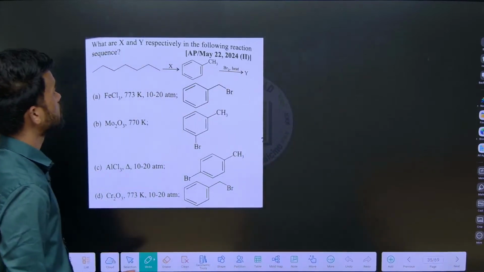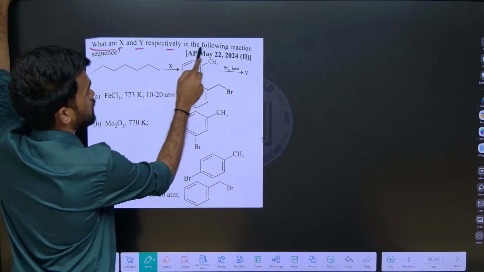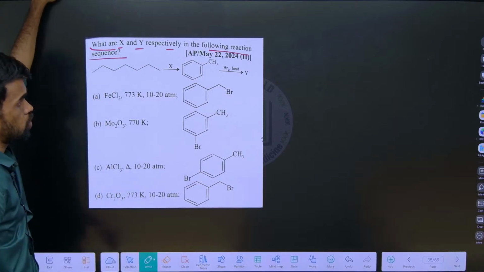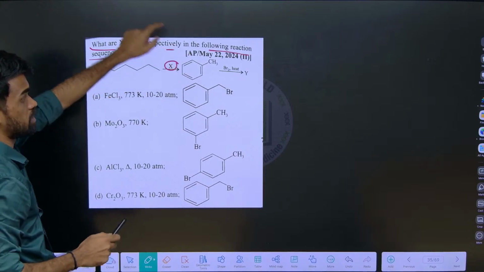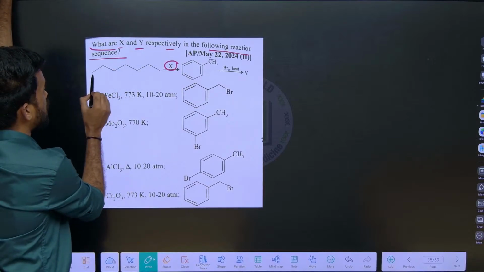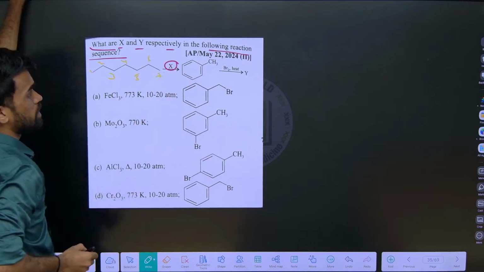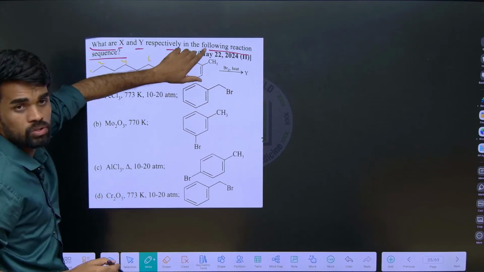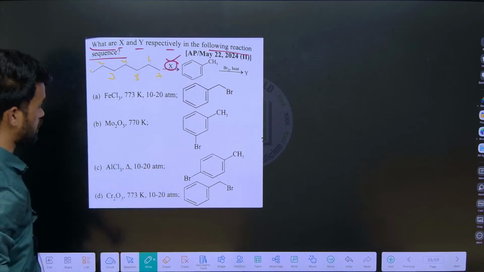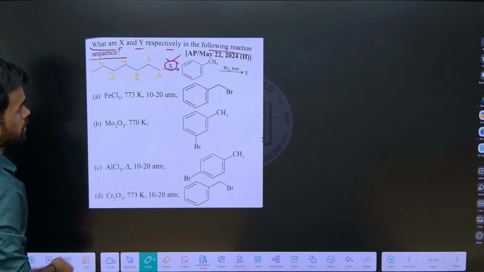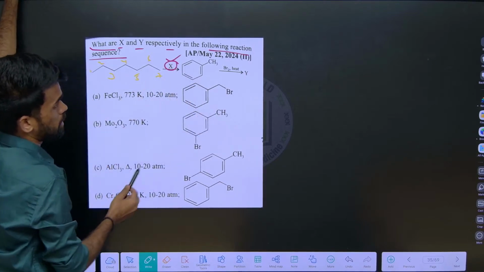Next, this is also simple. See, what are x, y respectively in the following reaction sequence? Okay, so what do we need to use for this conversion? Just now I told you. How many carbons are there here? 1, 2, 3, 4, 5, 6, 7. So when 7 carbons are converting into the respective aromatic compound, toluene, what do we have to use here? Just now we have seen, so identify that from this. Then what is the next process happening here?